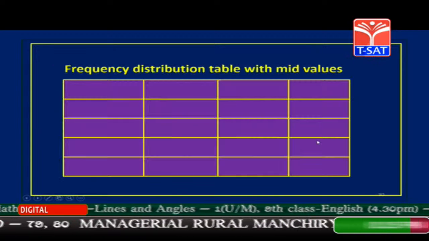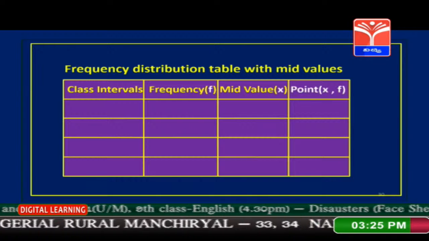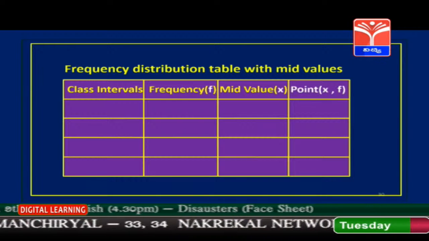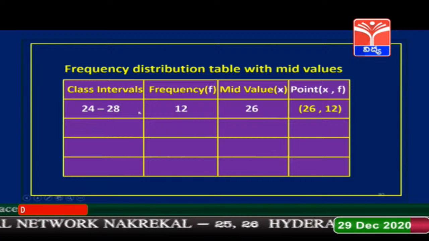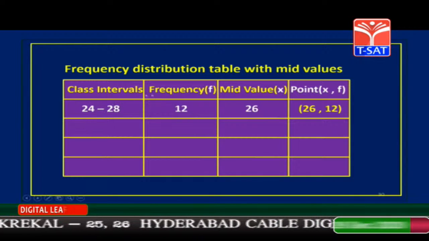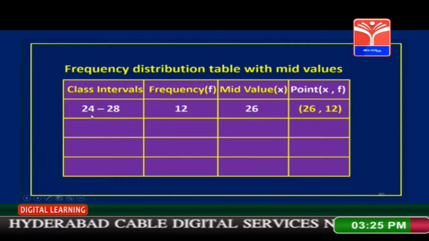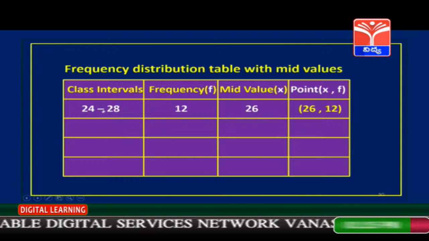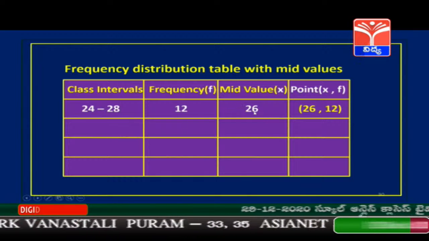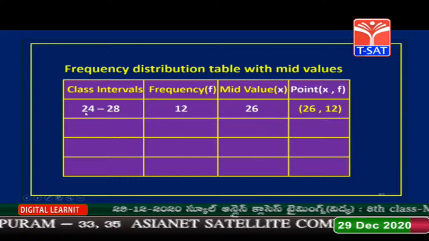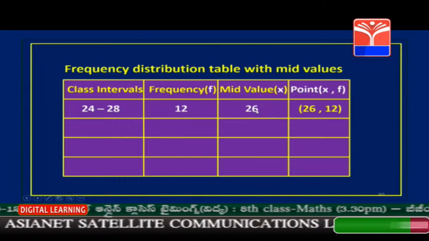Now I am preparing the frequency distribution table with mid values: class intervals, frequency, mid values, and we are taking the point. First, 24 to 28, frequency is 12. So children, how to find the mid value for this? It's very simple. 24 plus 28, you will get 52. 52 by 2, you will get 26. So the mid value for the 24 to 28 class is 26.